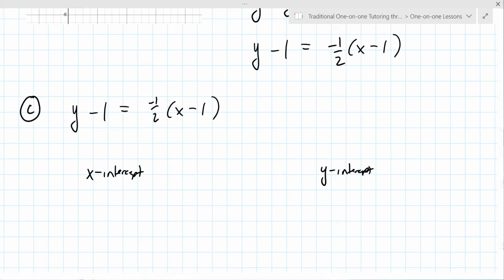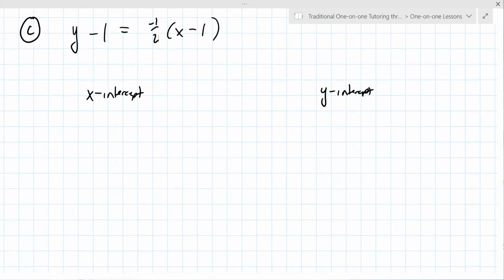So this one's got some fractions. It's not as nice, but it's the same approach. Put 0 in for y, put 0 in for x. So go ahead and try that and let me know what you come up with.